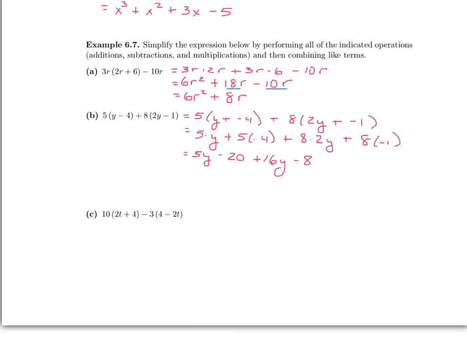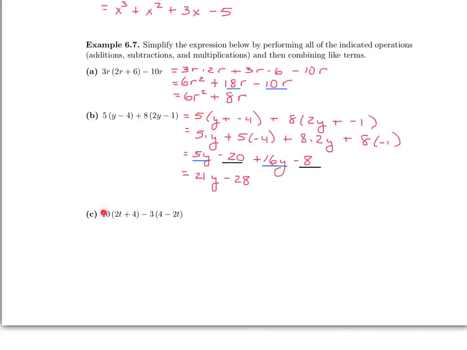Now, is this expression fully simplified? The answer is no, because we can see that there are some like terms that can be combined. 5y and 16y can be combined, and the negative 20 and the negative 8 can also be combined. 5y plus 16y is 21y, and negative 20 minus 8 gives us a negative 28. This expression is fully simplified because there are no like terms.